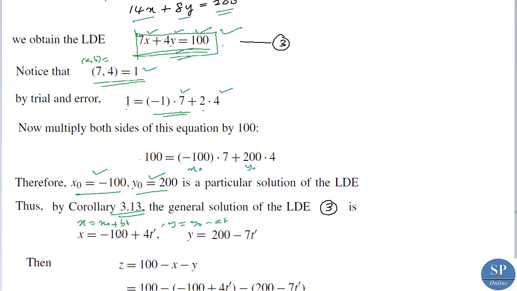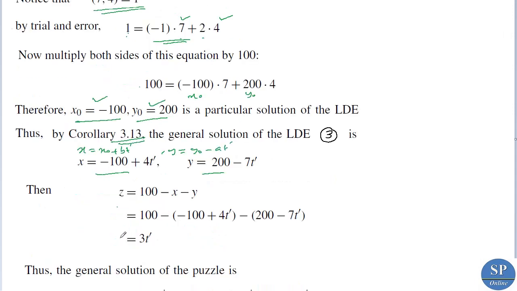So x is equal to x naught plus bt, that is minus 100 plus 4t dash, and y equal to y naught minus 7t dash. So y naught is 200 minus 7t dash. So this is the solution for this LDE. Now we have to find the value of z also.